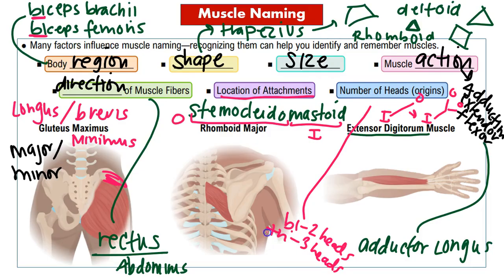Quadriceps. Quad means you're going to have 4 origins. Quad, 4 heads. There you go.